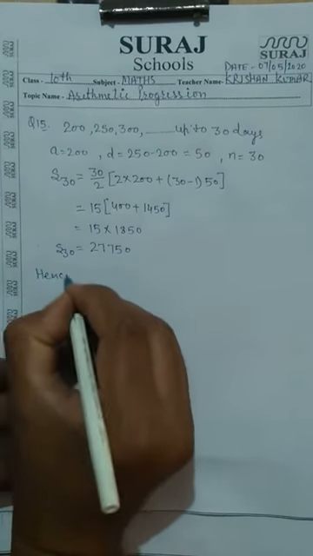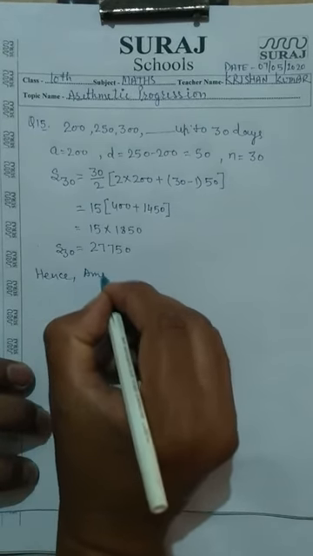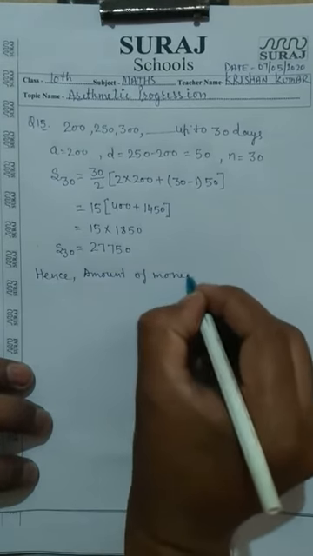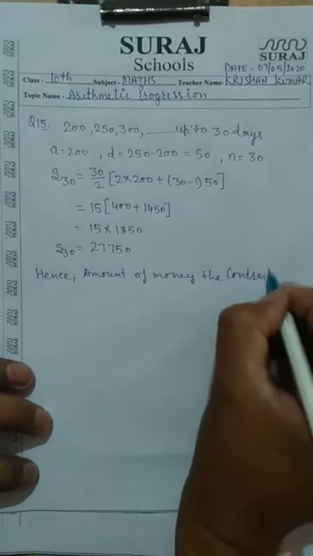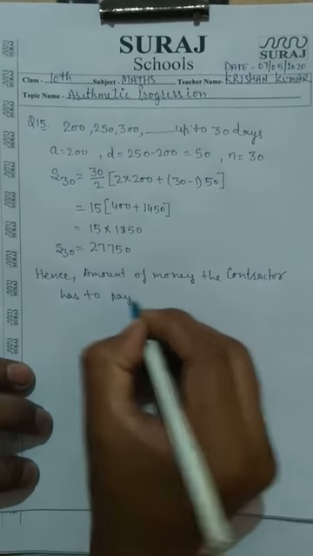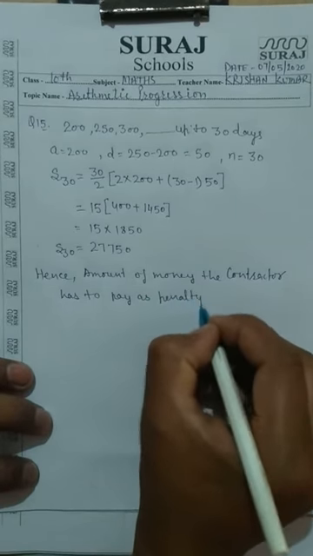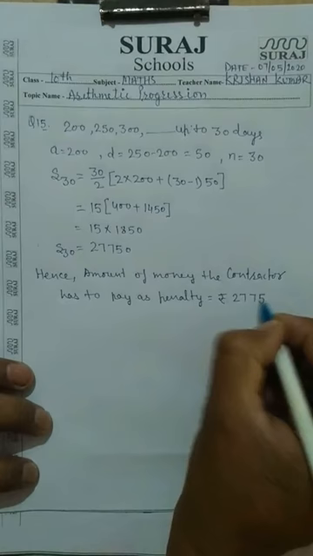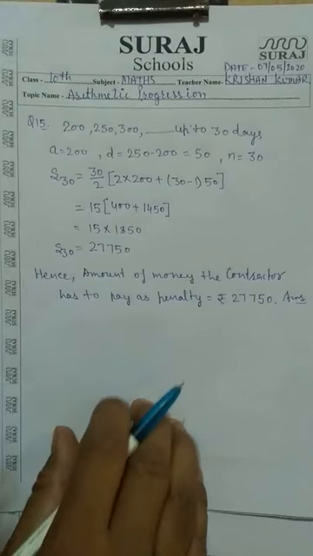Hence, the amount of money the contractor has to pay as penalty is equal to rupees 27,750. Answer. Understood, students?